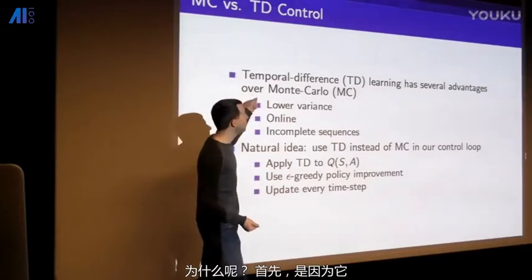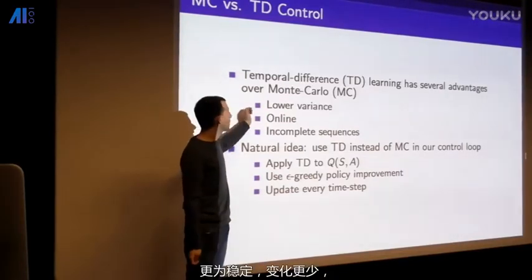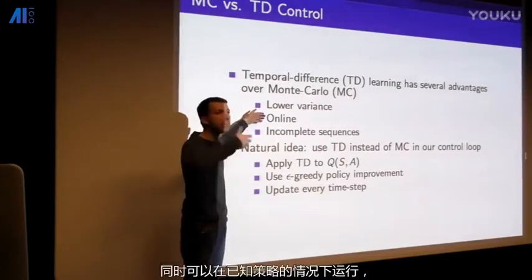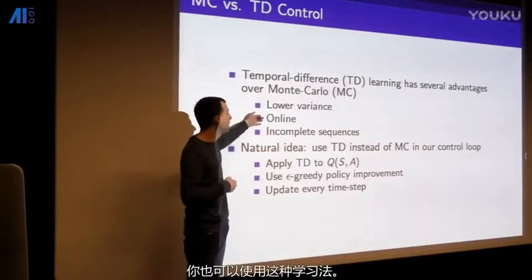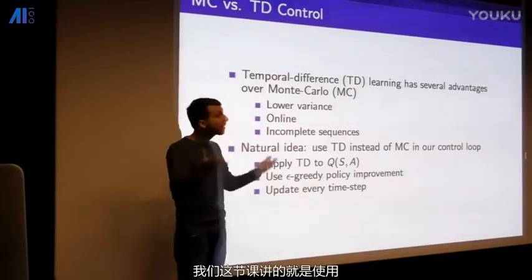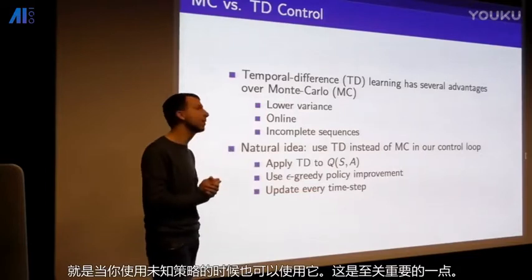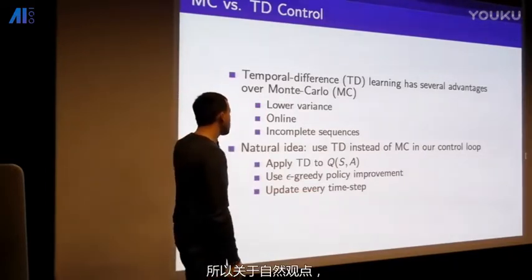We want to basically use TD. Why? Because it can be lower variance, because it can be run online in continuing domains. Even if there's no termination, you can still run this. It can be run from incomplete sequences. And what we'll see in this lecture is that there's an additional benefit to using TD, which is when you use off-policy learning, it becomes particularly important to use TD.